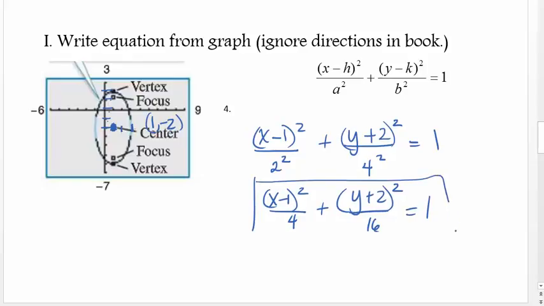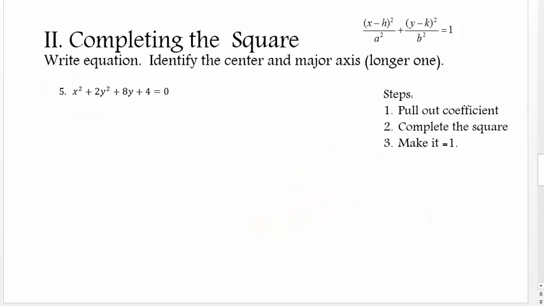All right? There's lots of examples for you from the graph writing the equation. Now let's talk about completing the square. We did this before. We're just going to do the same thing. So here are the steps to remember. We want to pull out a coefficient if we need to, and I'll show you what that looks like. Complete the square, and then make sure with an ellipse it has to equal 1.